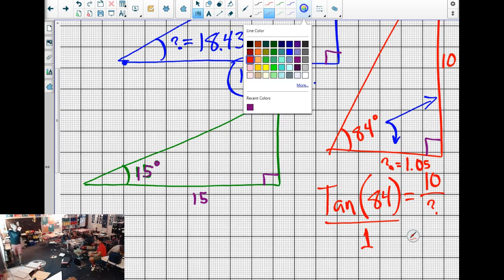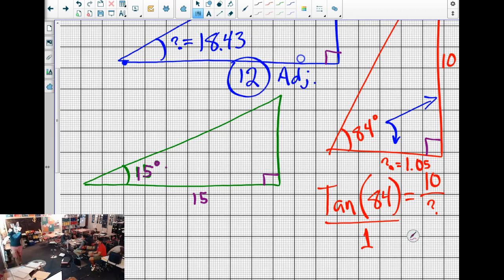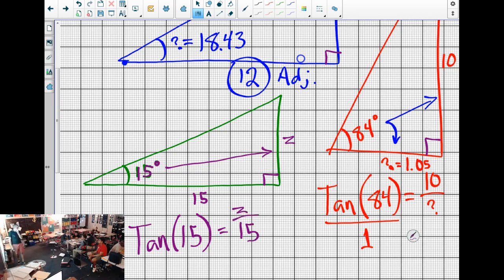So if I go to solve for the opposite side, I can use tangent. 4.0. Thought I got it right. So check your setup here. We would have tangent of 15 equals that opposite side, let's call it z. I put the wrong angle measure. Over 15. So to get this by itself, it's just 15 times tangent of 15.